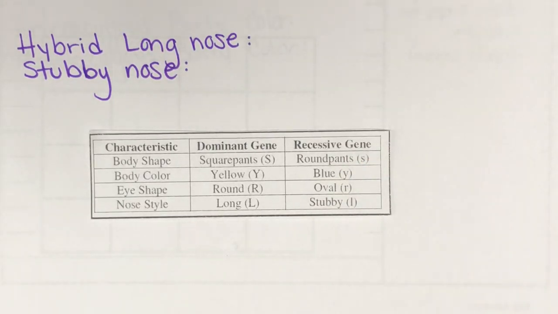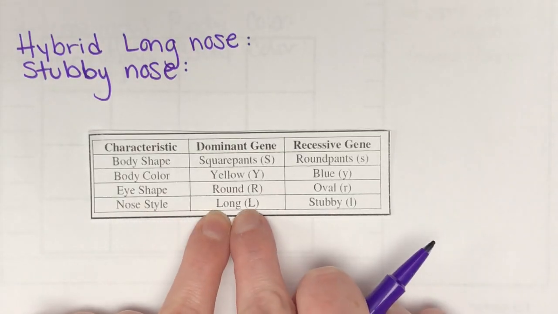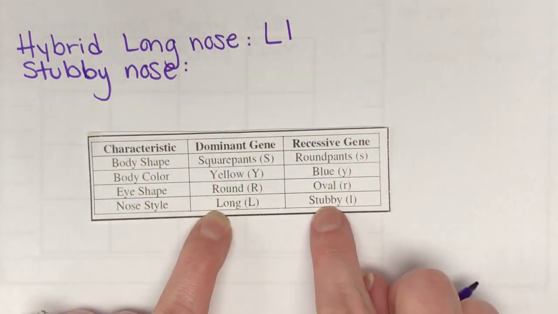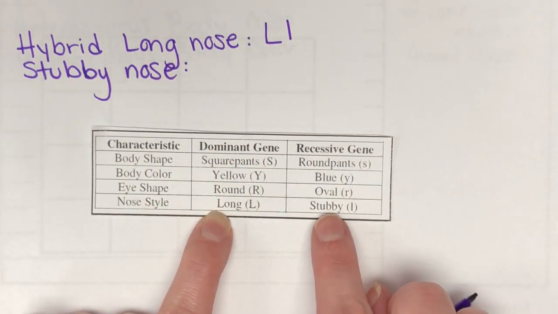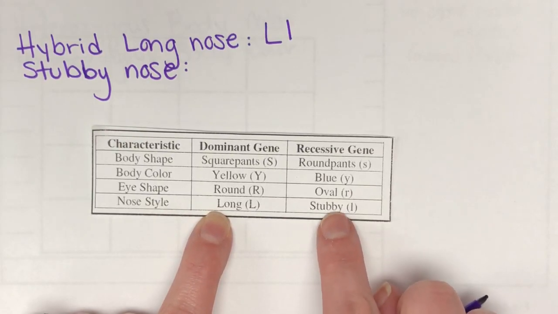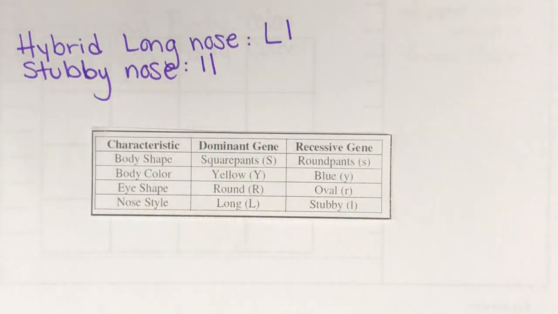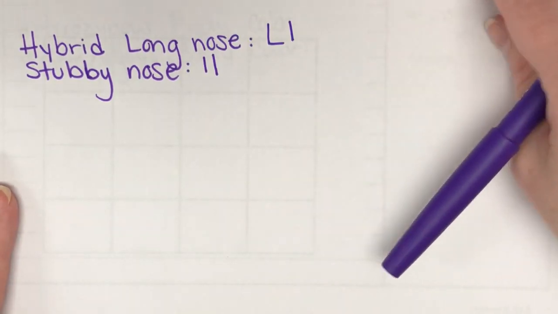Okay, so hybrid. Remember, hybrid is the same as heterozygous. Heterozygous means different. So it's going to be a big L and a little l. Stubby nose, the only way to get a stubby nose is if we have 2 little l's. So notice, I didn't need any qualifiers like hybrid or dominant or recessive. I didn't need any of that. Just by it saying stubby nose, and I know that's the recessive gene, I know it has to be little l, little l. Okay, so step 1 done.